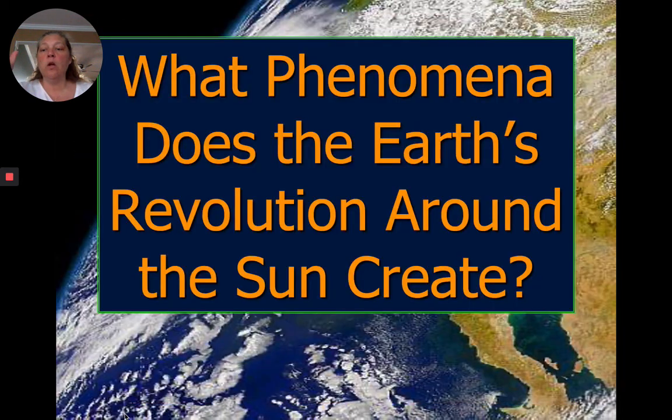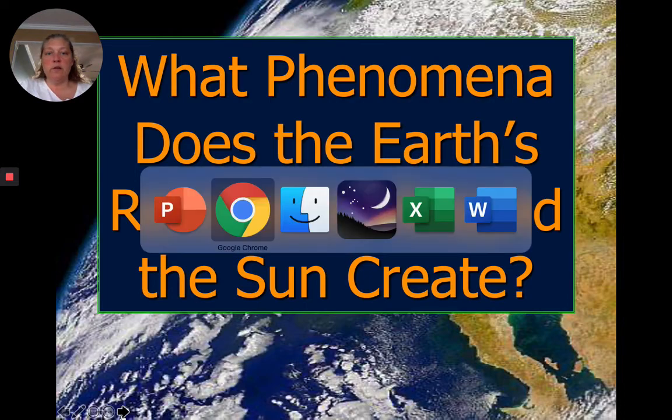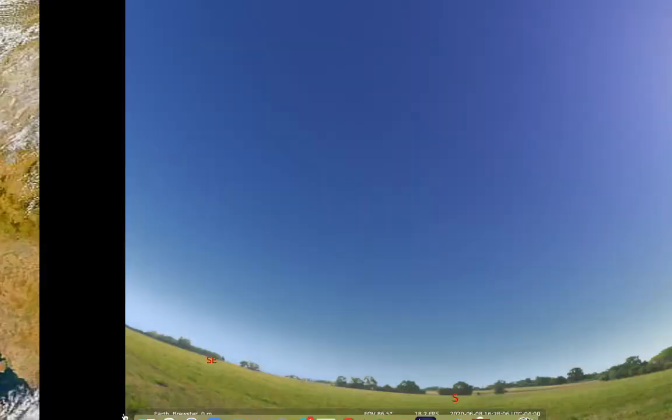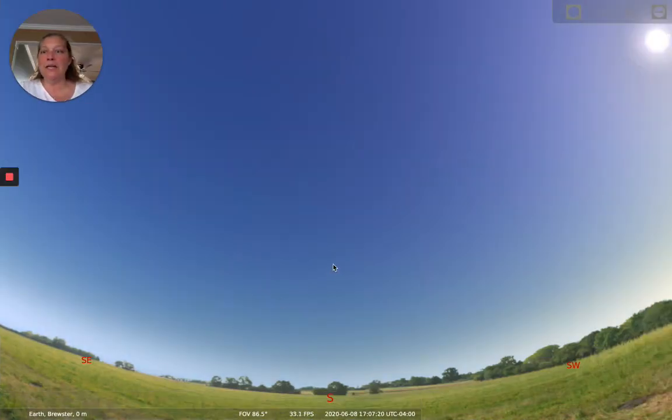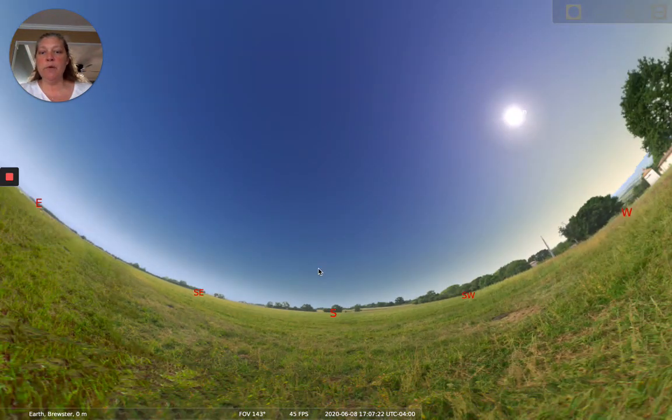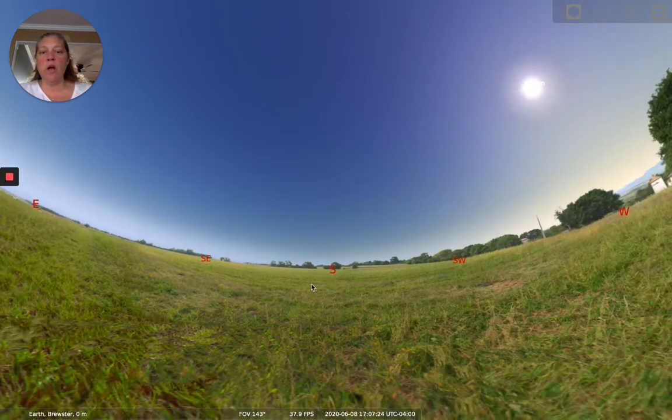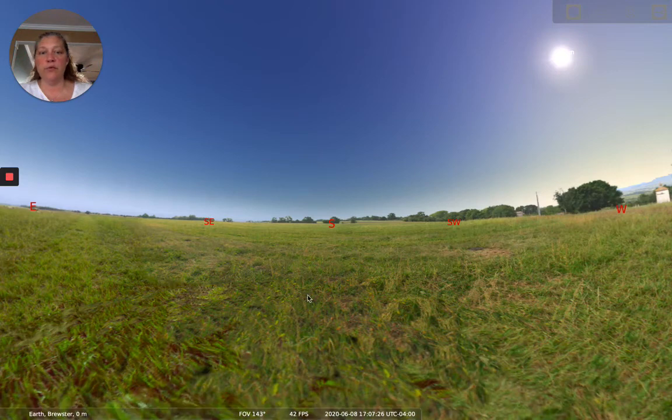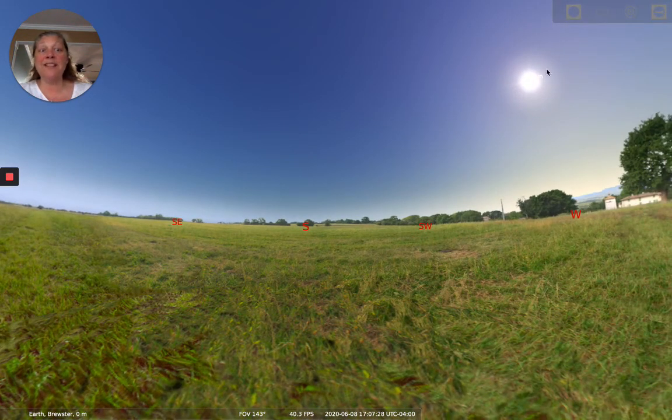All right. So, what I want to do now is I want to take you to Stellarium. So what does this look like on a daily basis? Okay, I'm going to zoom out. I have our latitude. I have it in Brewster, but it's pretty much the same latitude. And that's the sun right now when I'm recording this video. It's like 5:07 in the afternoon.